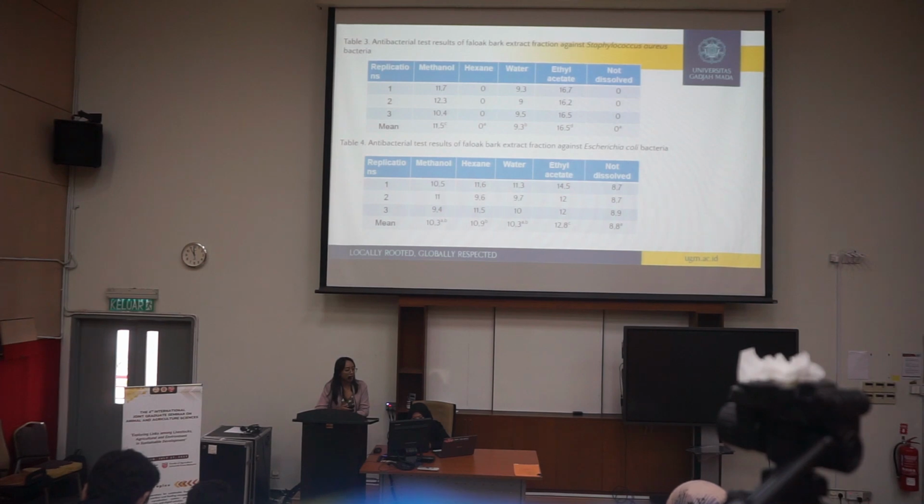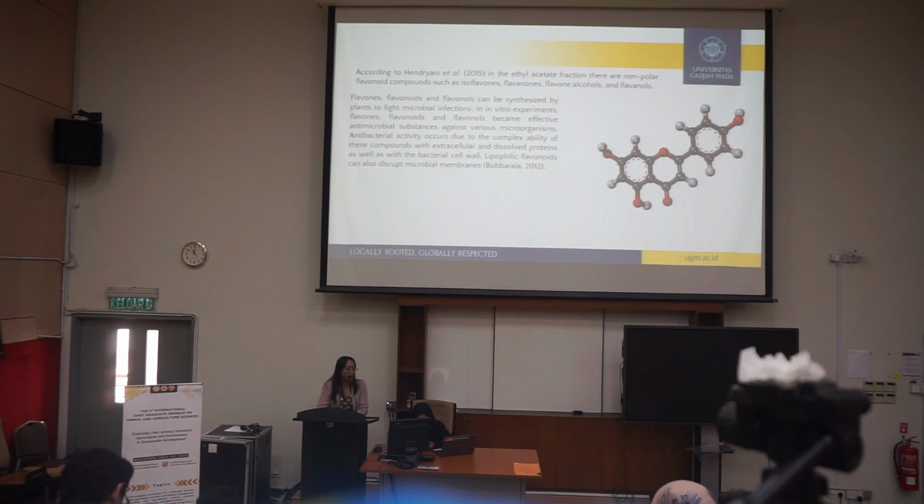And table 3 shows that the hexane fraction and the non-dissolved fraction from the follow-up bark extract have no strength to inhibit Staphylococcus aureus, but all the fractions of follow-up stem bark extract can inhibit the Escherichia coli bacteria. Flavonoids and flavonols can be synthesized by plants to fight microbial infection.